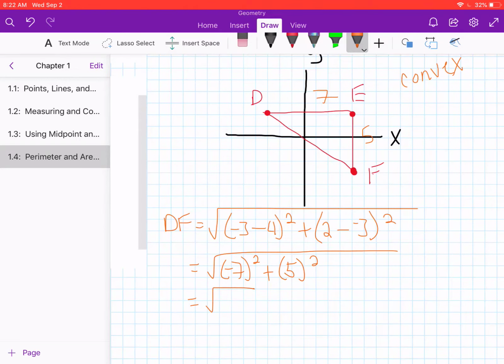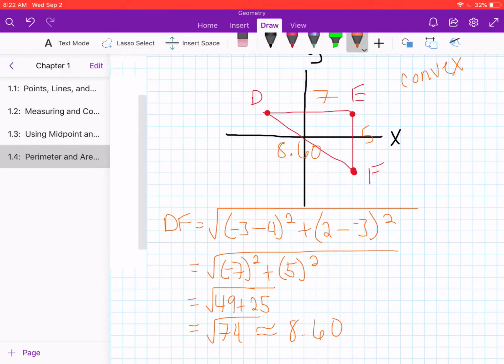So the square root of, we have 49 plus 25 equals the square root of 74, and I'm just going to use a calculator, round it to like 2 decimals. Let's go 2. So the square root of 74 is 8.60. So this side is about 8.60.